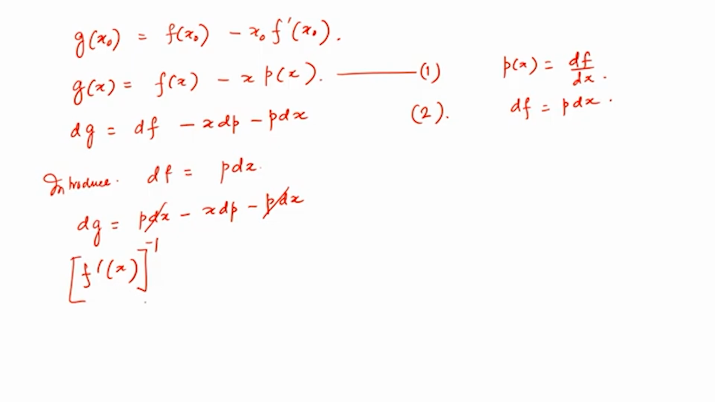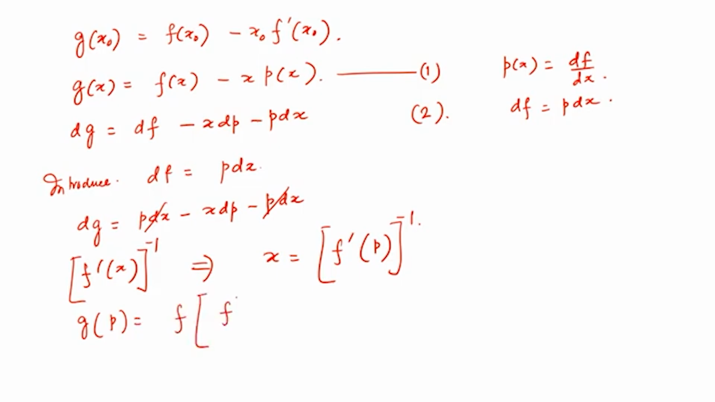So, this tells you that x is equal to the inverse of f prime of p, and so we can put it into equation 1 and write g of p equal to f of the inverse of f prime of p, which is f of x, because x is equal to this thing. So, if you want, I can put another bracket just to show that this is a function. So, that is f of x.